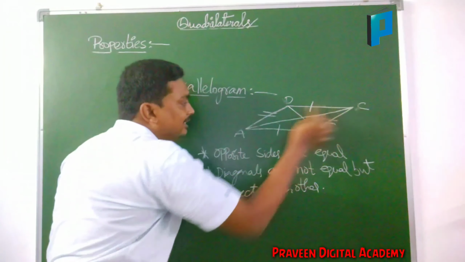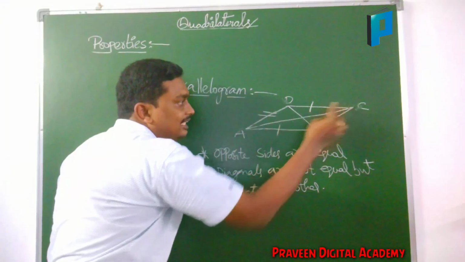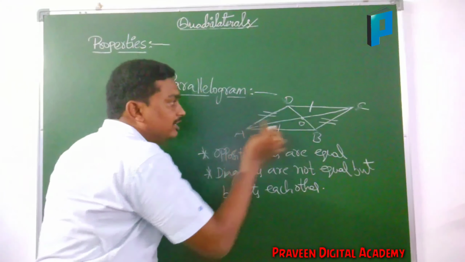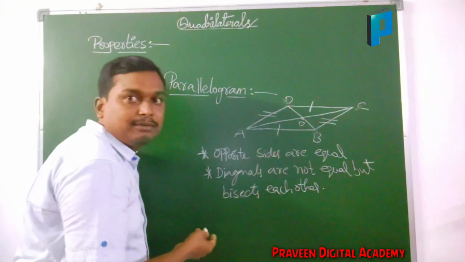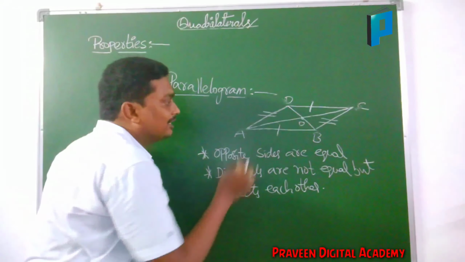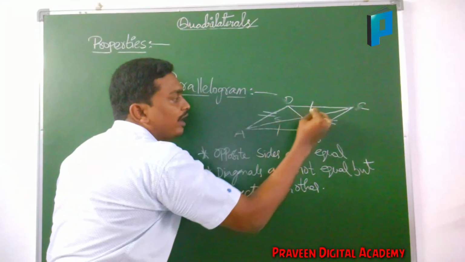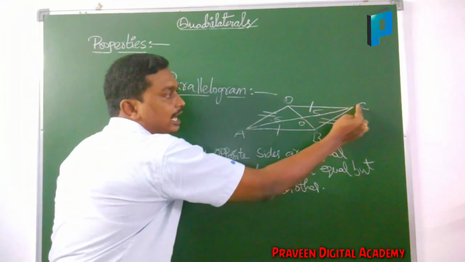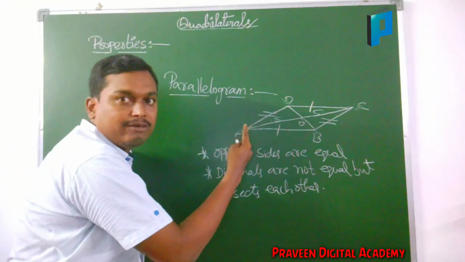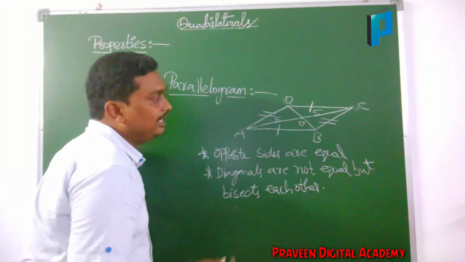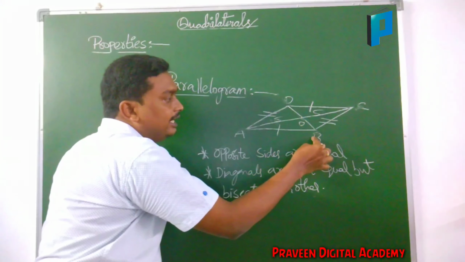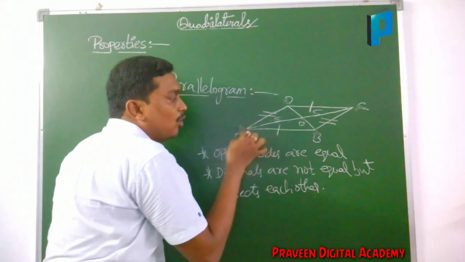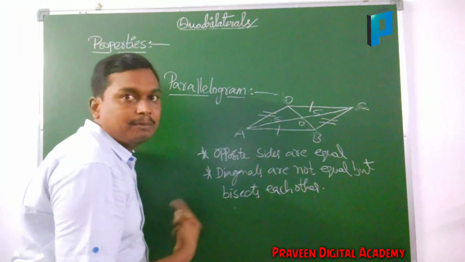Look at here. If AC is 10, and the intersection point we will take as O, bisects each other means dividing into two equal parts. This total is divided into 5 and 5. AC is 10, so AO is 5, OC is 5. Divided into two equal parts is called bisects each other. And this BD will not be 10, because AC is longer when compared to BD.